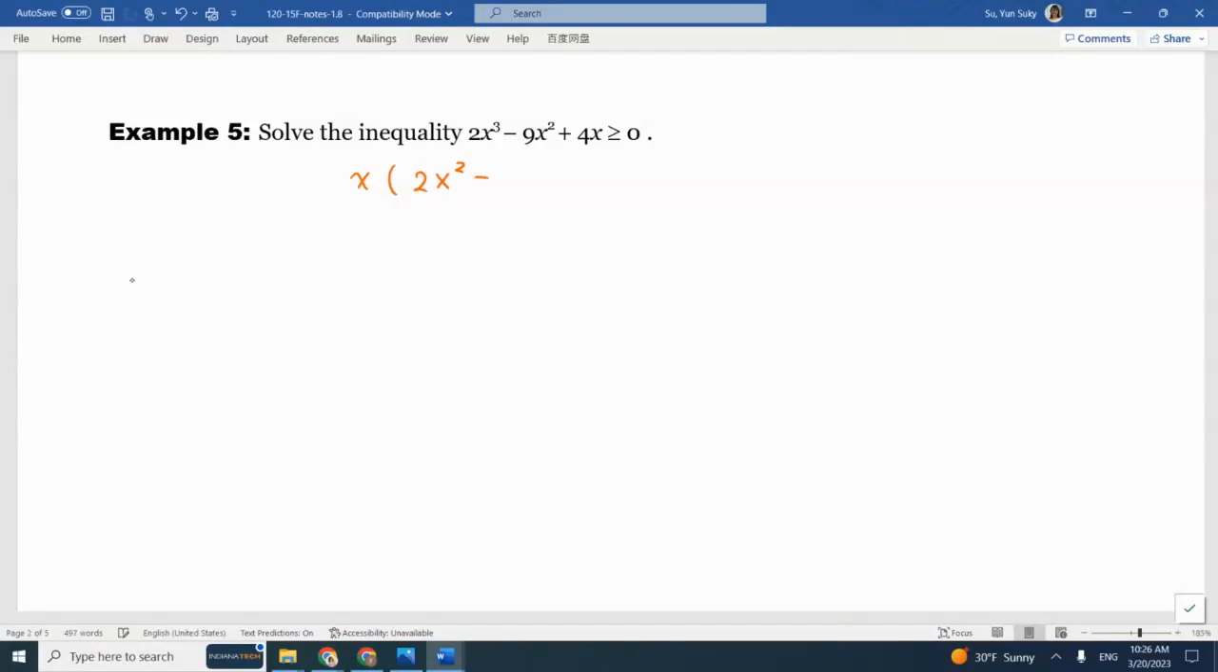I mean 2x squared minus 9x plus 4. Yes, good. Can we factor further?